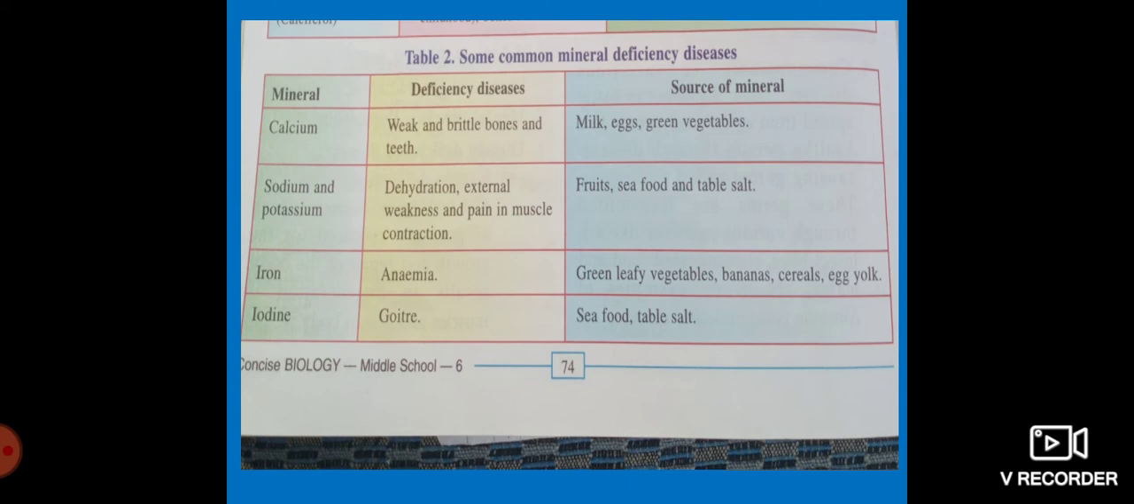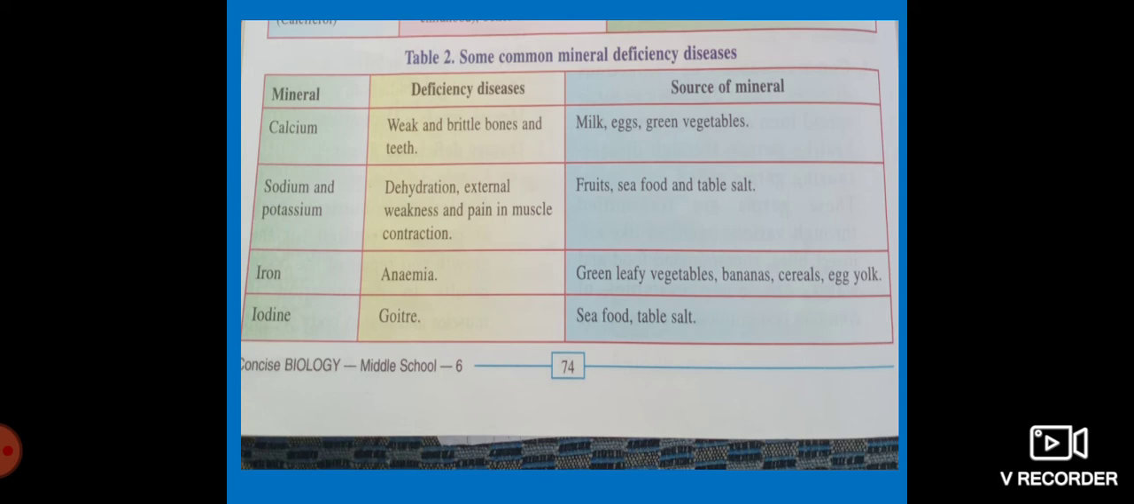The sources of calcium in the food are milk, eggs, green vegetables, etc. So our body needs calcium, and the deficiency of it results in weak and brittle bones and teeth. And the next mineral our body needs is sodium and potassium. Deficiency of sodium and potassium causes dehydration in our body, and external weakness and pain in muscle contraction. For the contraction of the muscle, there will be pain due to the lack of sodium and potassium.